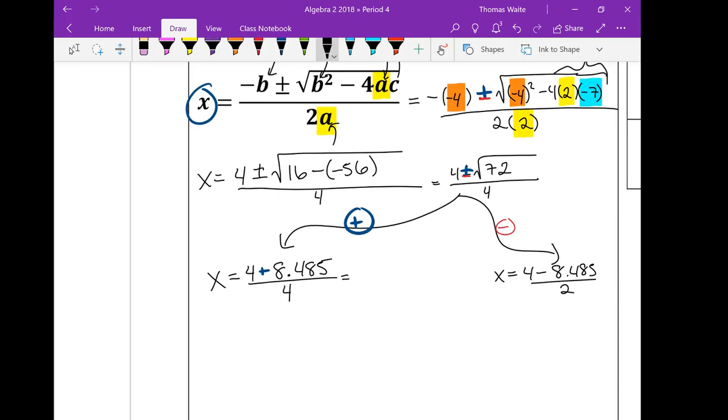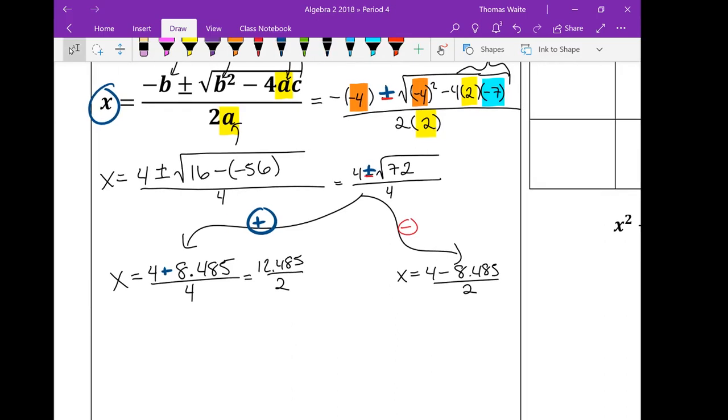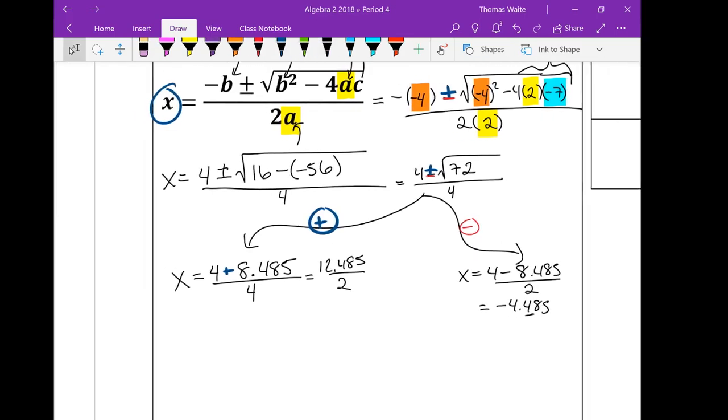I can just add this up in my head. 4 and 8 is 12.485 all over 2. And then 4 minus 8, that's going to be a negative. So let me see what that would be. 4 minus 8.4 is a negative 4.485. Okay. All over 2. Still over 2.